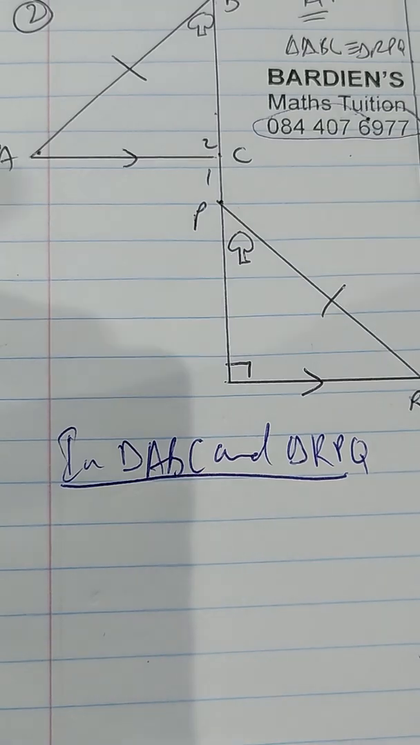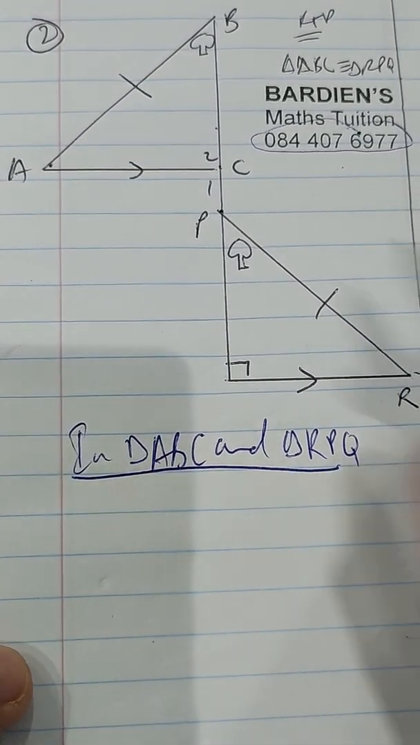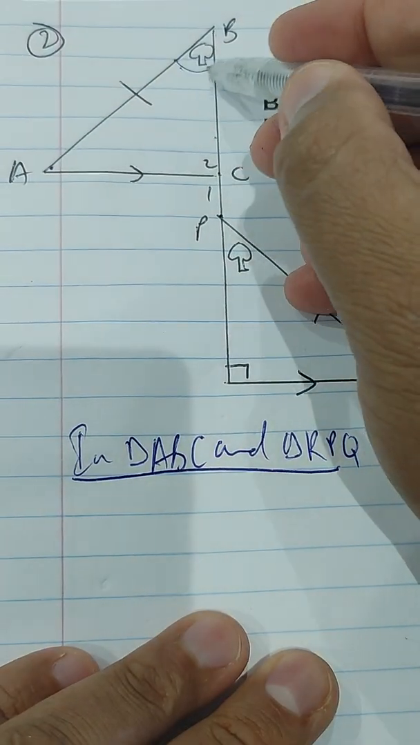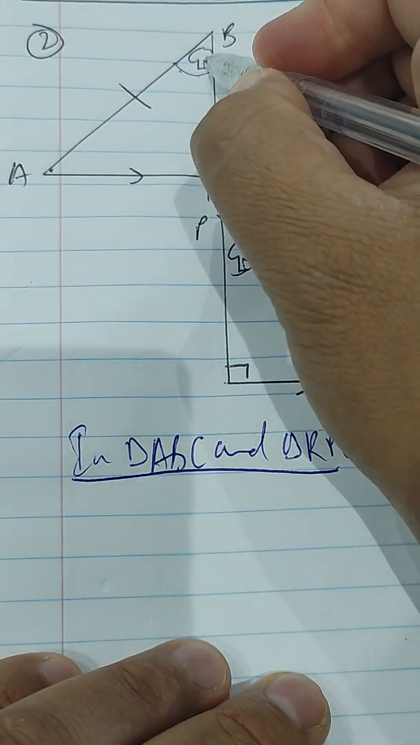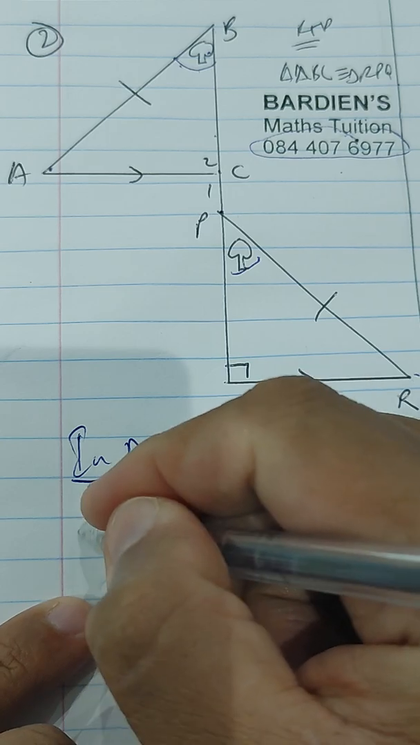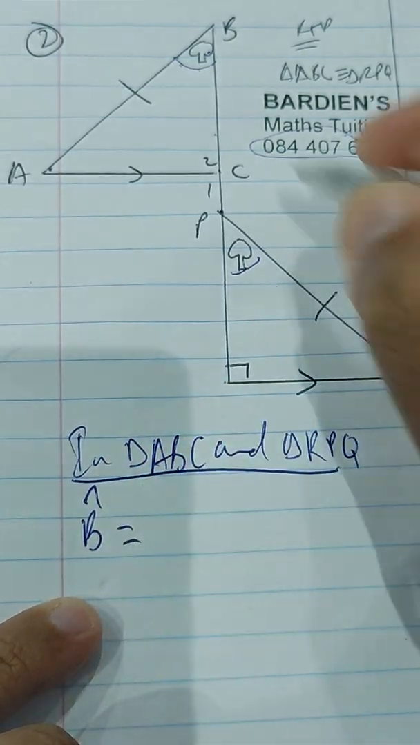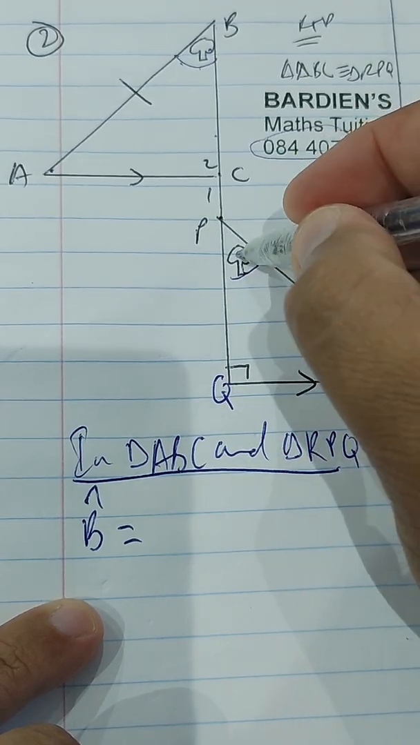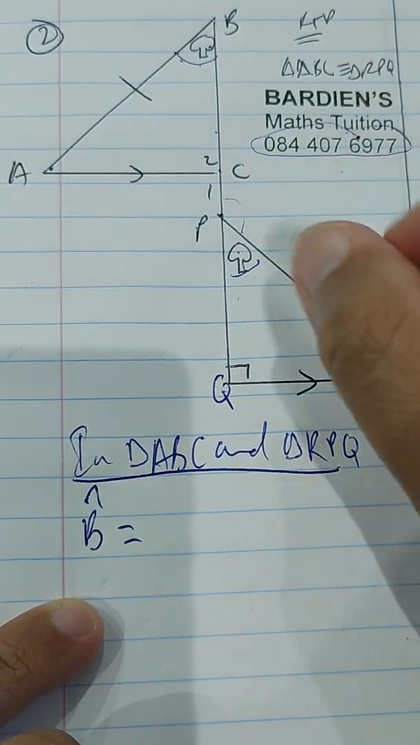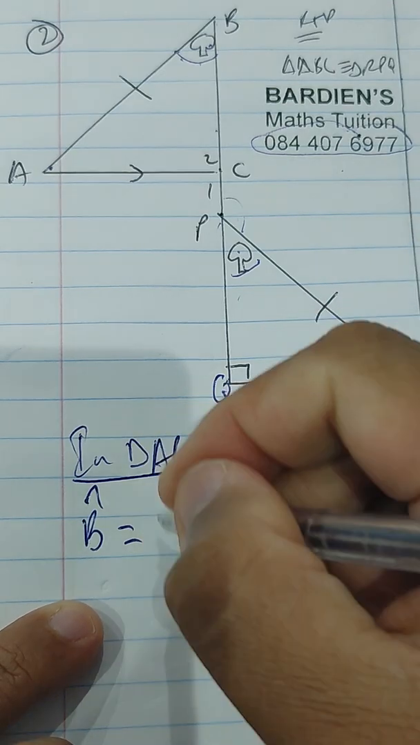To make it a bit smoother, firstly, if you see that they're given the same angle, of course the angles are equal. So here I can just say angle B is equal to angle. Now we can't just say angle P, because there are three angles at P. So now I have to say QPR.